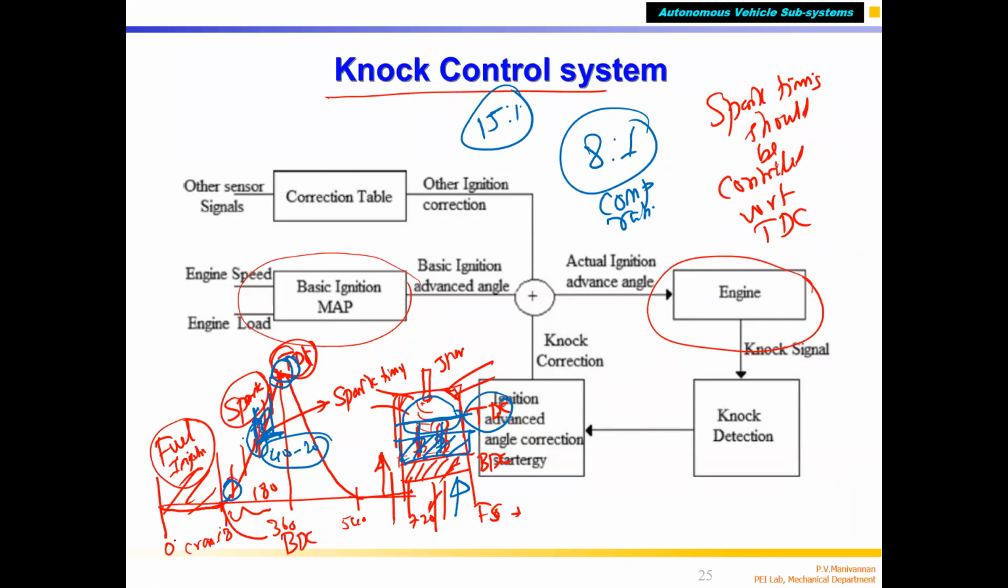Why is that needed? You measure why that 30 degree, 45 degree. It varies from, for example, 20 degree to 40 degree. I am giving a typical example, with respect to TDC. So on what basis? That depends upon engine speed. Why is this engine speed important?